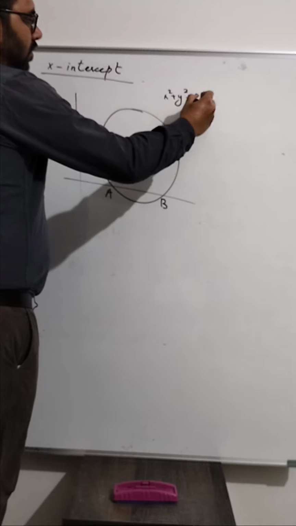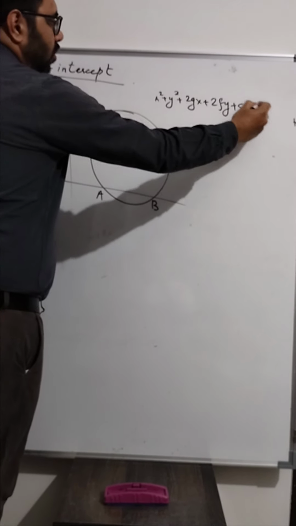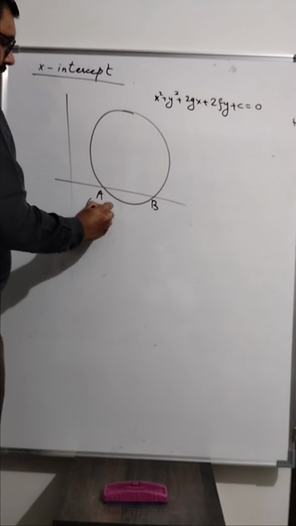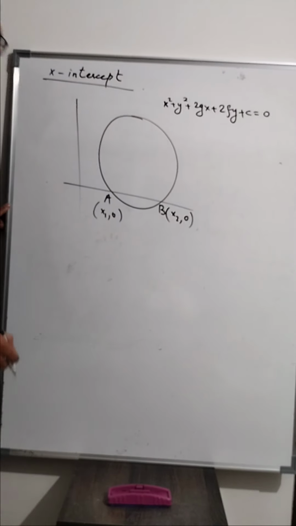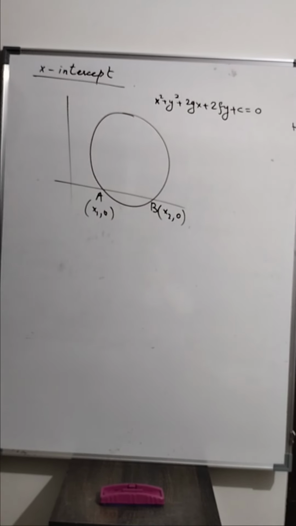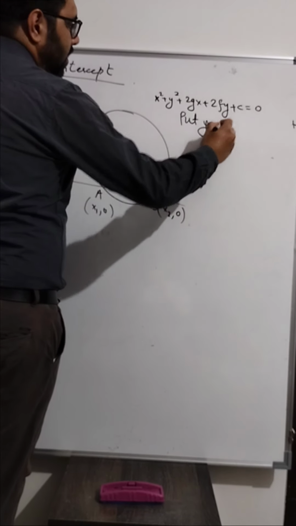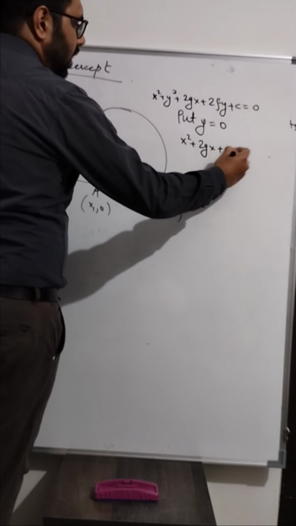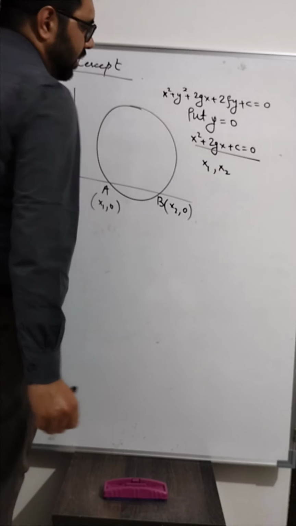Suppose the equation of circle is given to us in general form. What we will do here is try to find the coordinates of these points A and B. Both these points lie on the x-axis, therefore their y coordinate will be 0. So in order to determine the values of x1 and x2, we will put y is equal to 0. When you put y is equal to 0, you get a quadratic in x, which is x square plus 2gx plus c is equal to 0, which has two roots, x1 and x2.